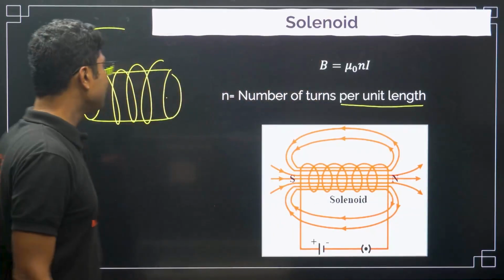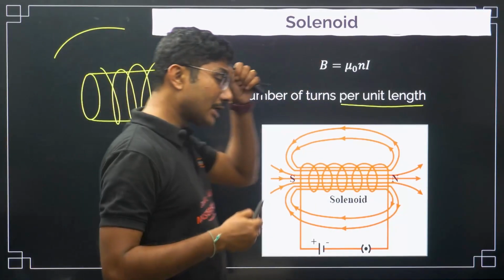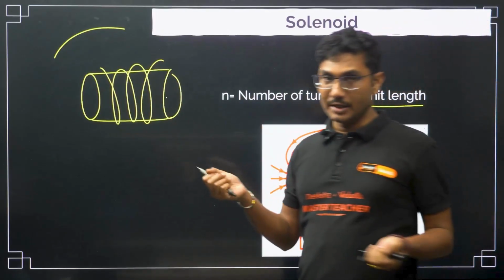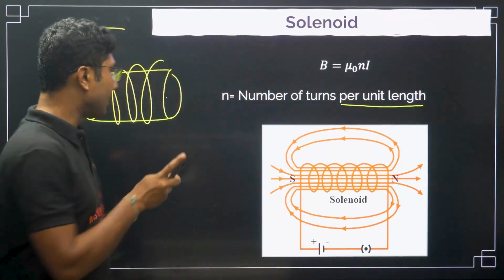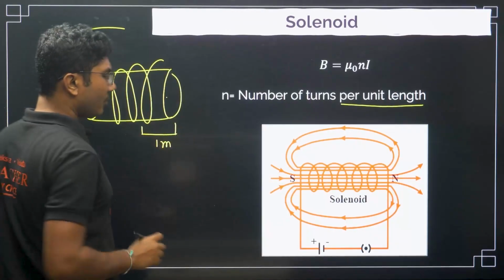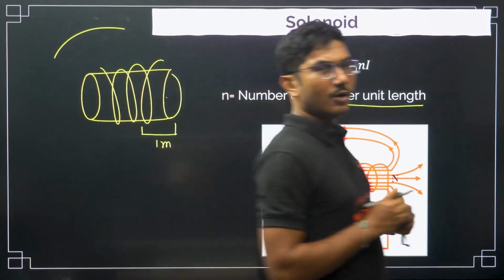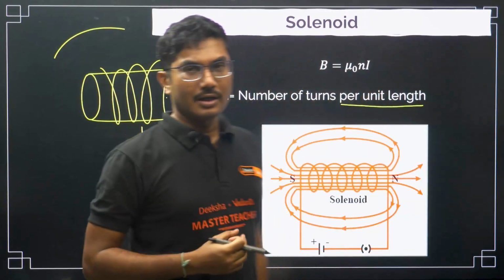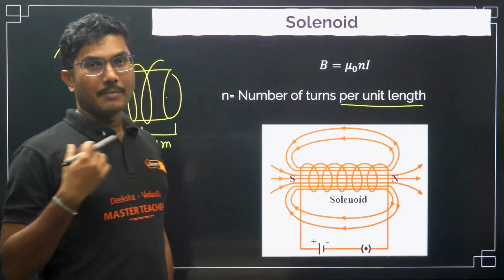Per unit length means it does not depend on the total number of turns. The total number of turns can be very high, but if you consider unit length, meaning 1 meter length, then whatever the total number of turns in that length is, that will give you the magnetic field.